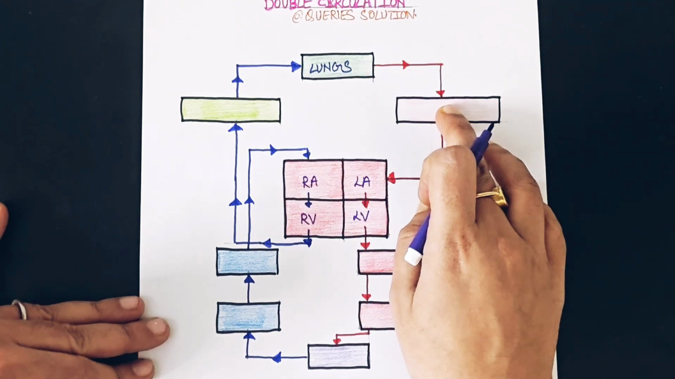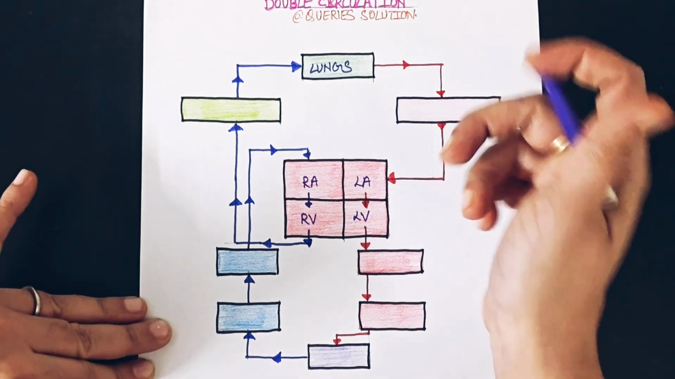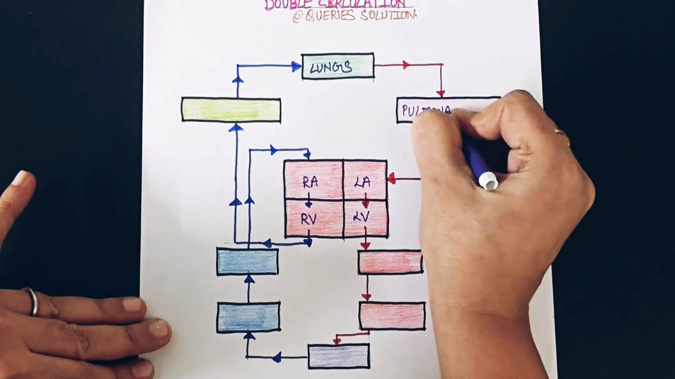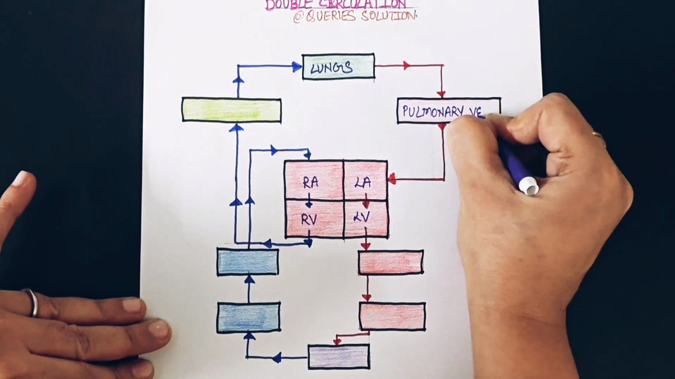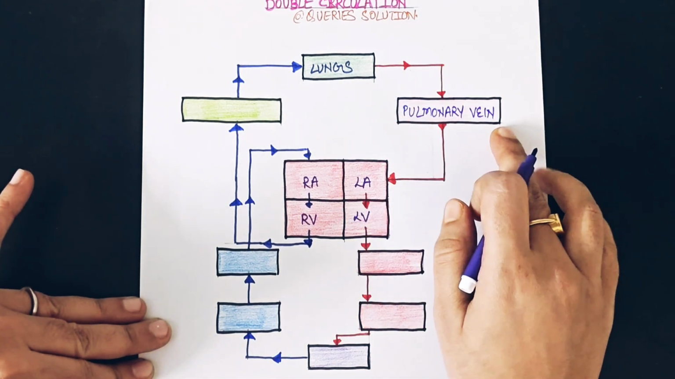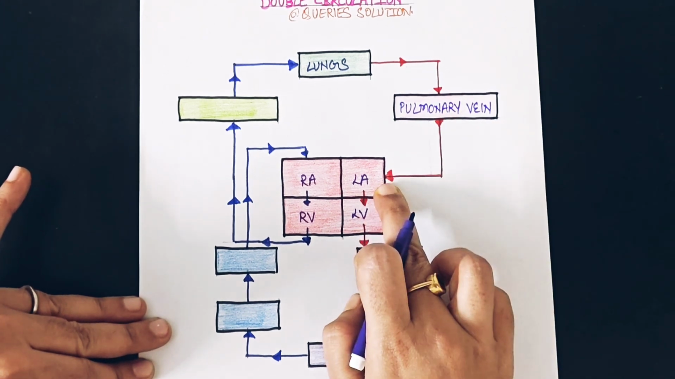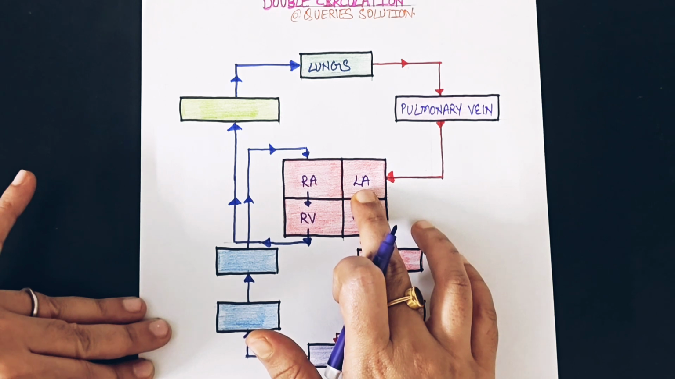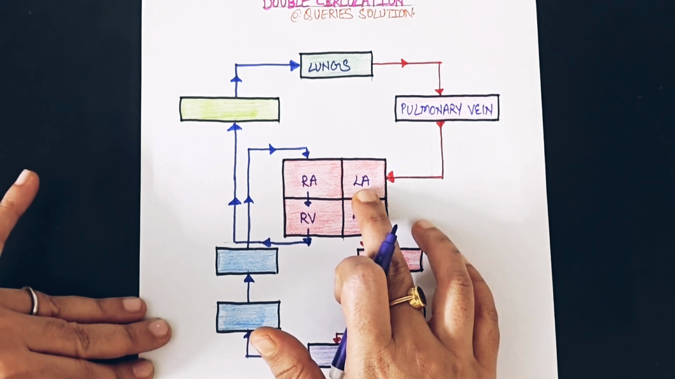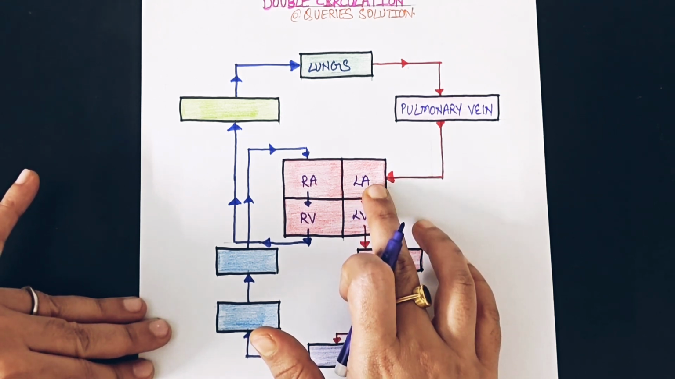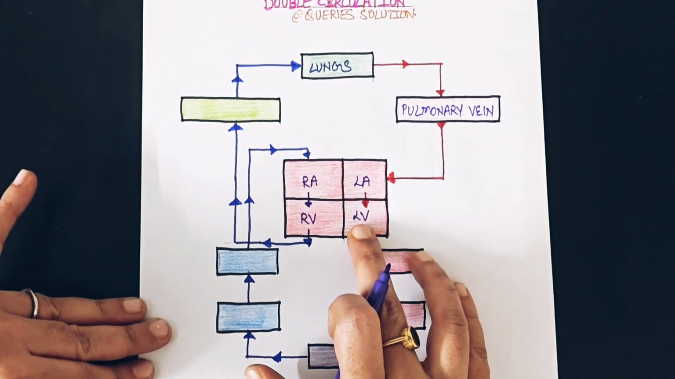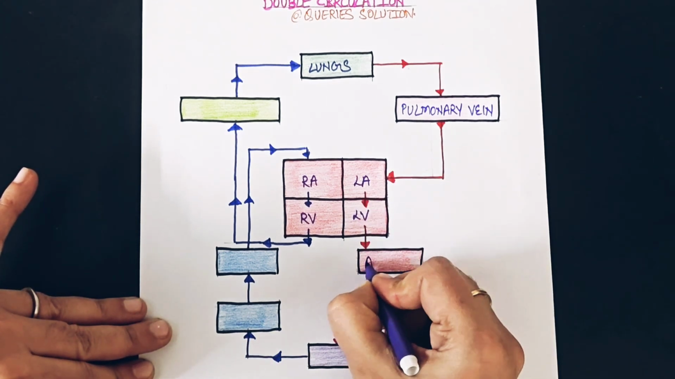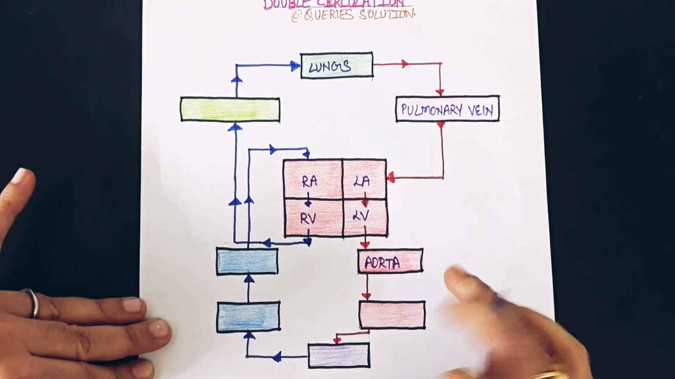Now this oxygenated blood will be carried by the pulmonary vein. So which veins are going to carry this oxygenated blood? An exceptional vein known as the pulmonary vein. And this pulmonary vein is going to release all the blood in the left atrium, the left upper chamber of the heart. From the left atrium, the blood would go to the left ventricle. From the left ventricle, the blood would go to the bigger blood vessel, which is known as the aorta.